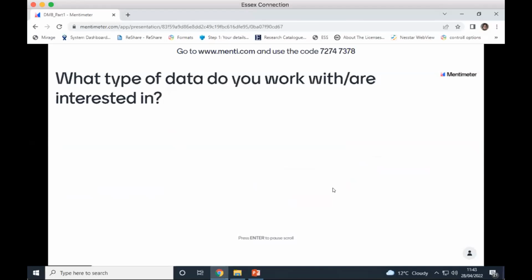What type of data do you work with or you're interested in? And by this, I mean, do you mostly work with qualitative data, quantitative data, or if you want to be more precise or provide a bit more detail about data you're using, please feel free.